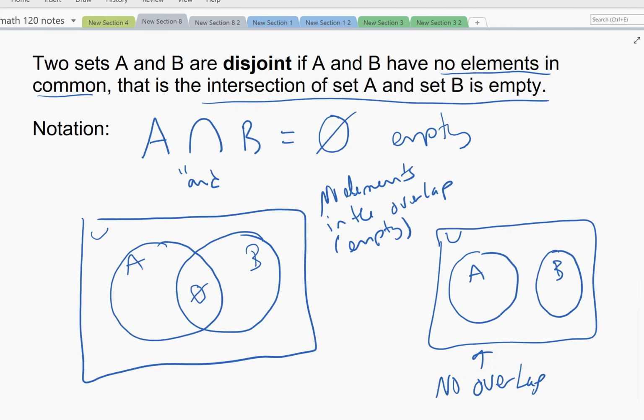So we draw them without the overlap. Either way is fine. It just depends on what you're using. But it basically means A and B share nothing in common. They have no common elements. Disjoint. Oh, that's what you have to remember. No common elements means they're disjoint.